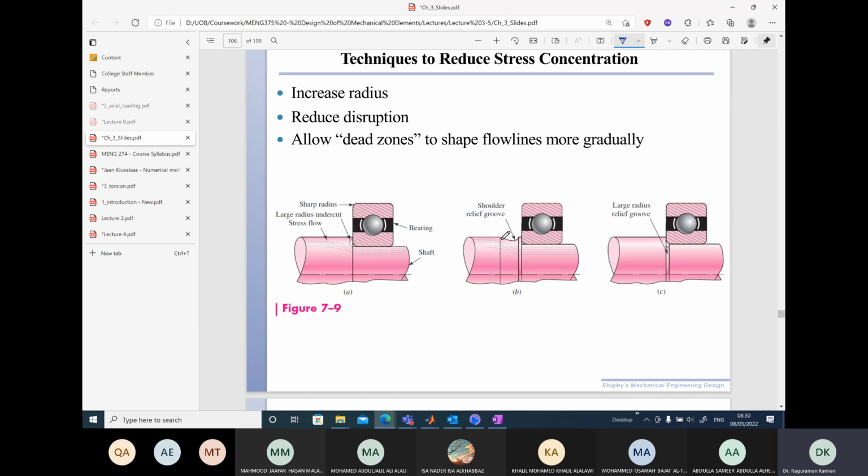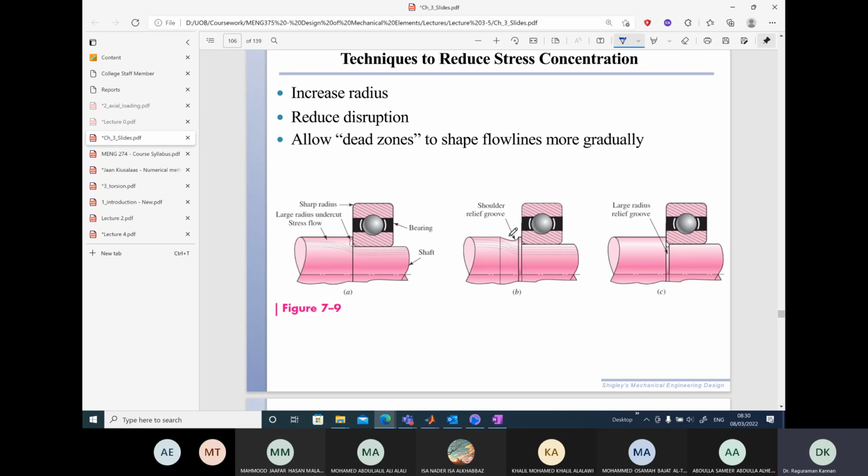There is also providing a shoulder relief groove here on the larger diameter, a large relief groove, then it reduces the stress concentration effect. Again, provide a small width relief groove, with a small width but maybe a little bit deeper, and in this case also it reduces the stress concentration effect.